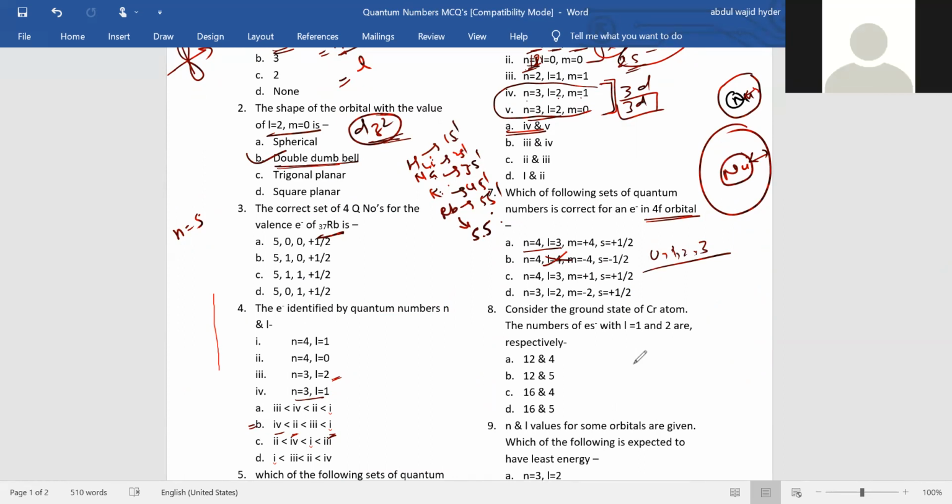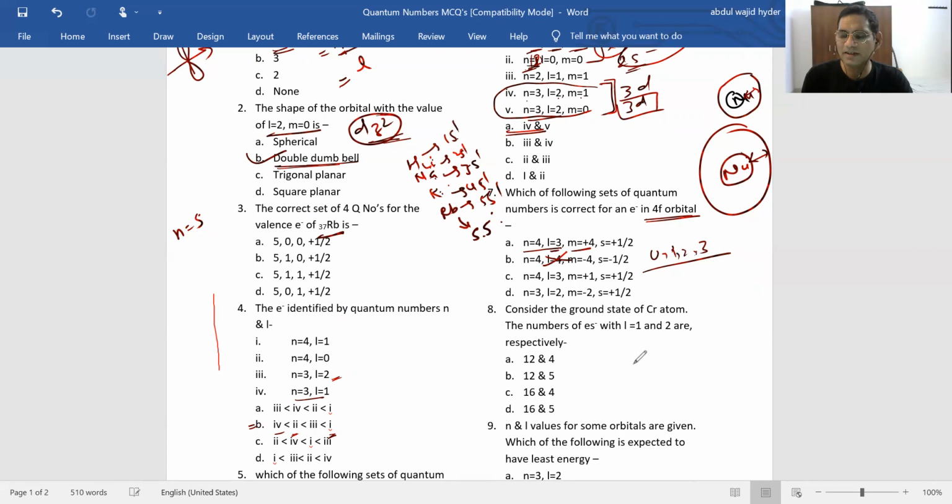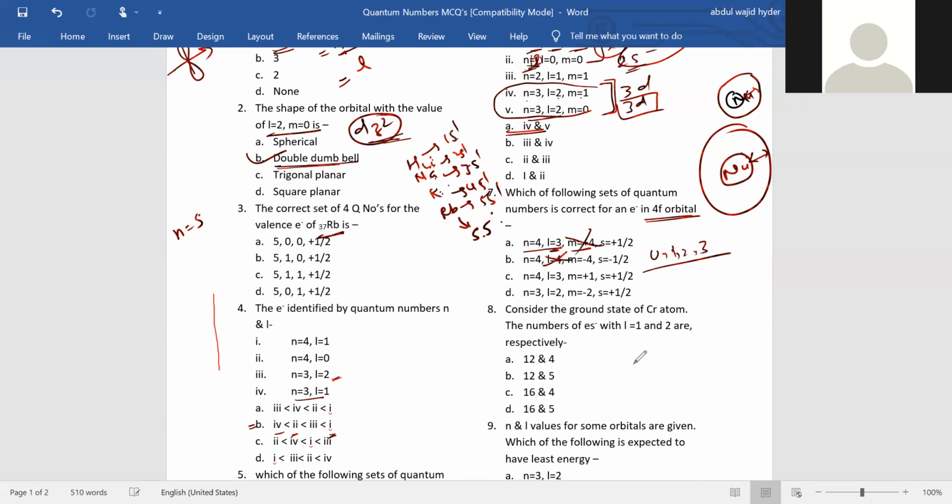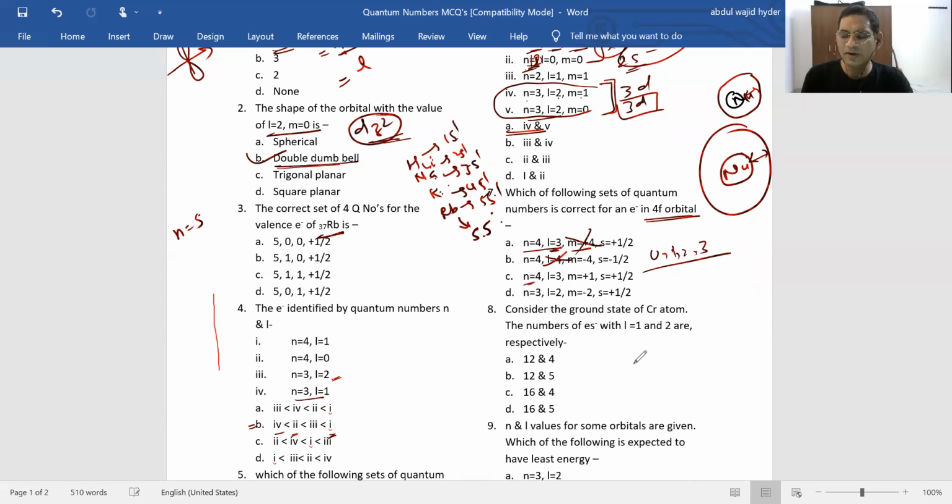L is equal to 3. This is also correct because L is equal to 3. So M will be plus 3 to minus 3. L is equal to 3 now, so M will be plus 3 to minus 3. This is also not true. N is equal to 4, L is equal to 3, M is equal to plus or minus 1, S is equal to plus 1. This is right.